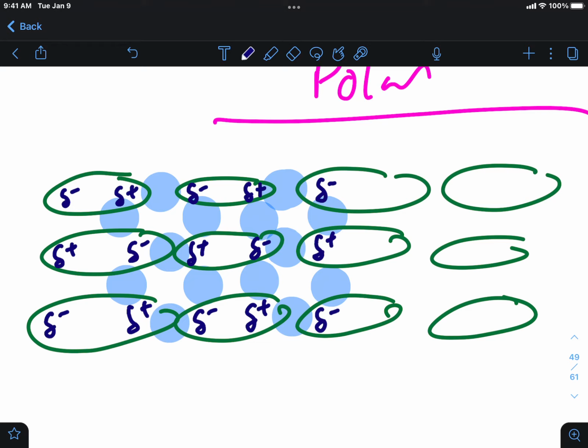What's the attraction responsible for holding polar molecules together? Yeah, Carson? Dipole. Yeah, these are dipole-dipole, correct.